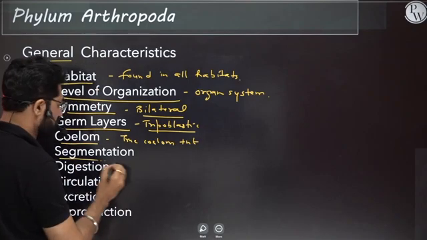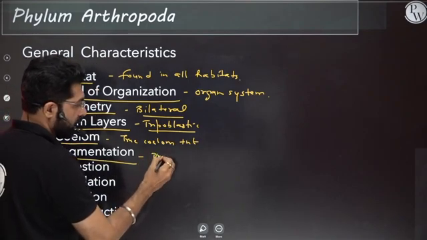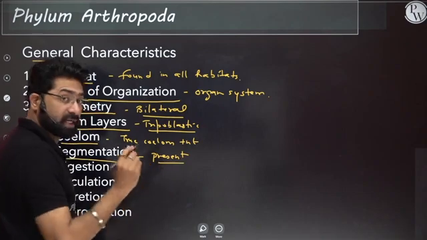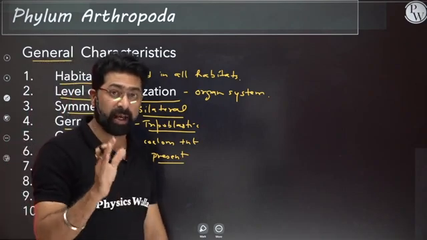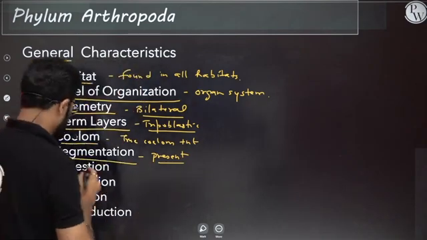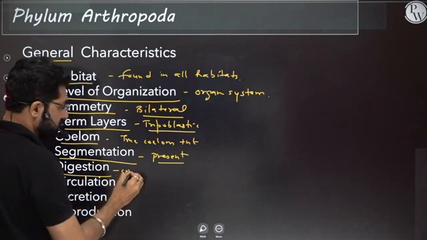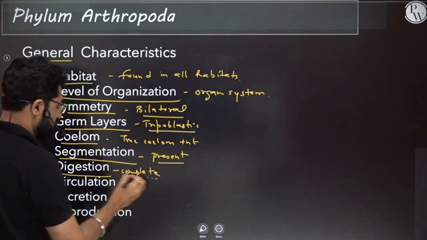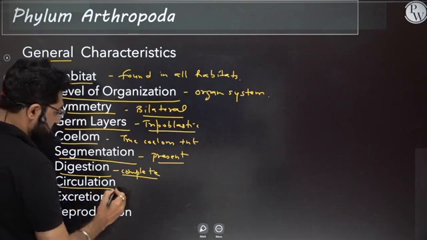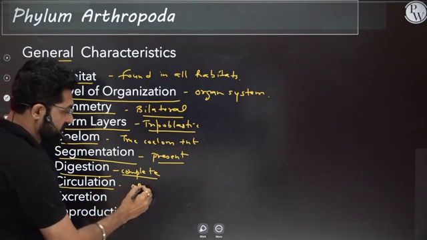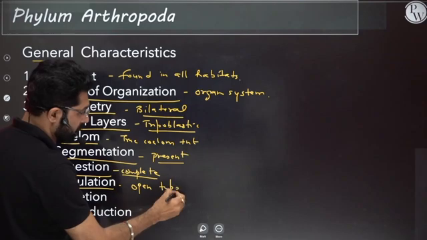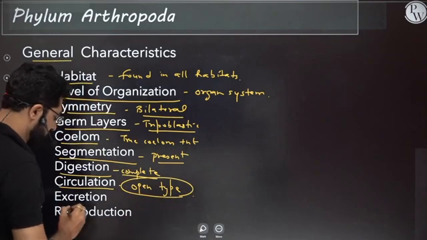Next you see segmentation. Segmentation present. I told you there are three phyla, Annelids, Arthropoda and Chordata, which have segmentation. Please remember. Digestion, it is complete type. They have mouth and anus. Circulation, it is open type. Please write down open type circulation. Very important here.